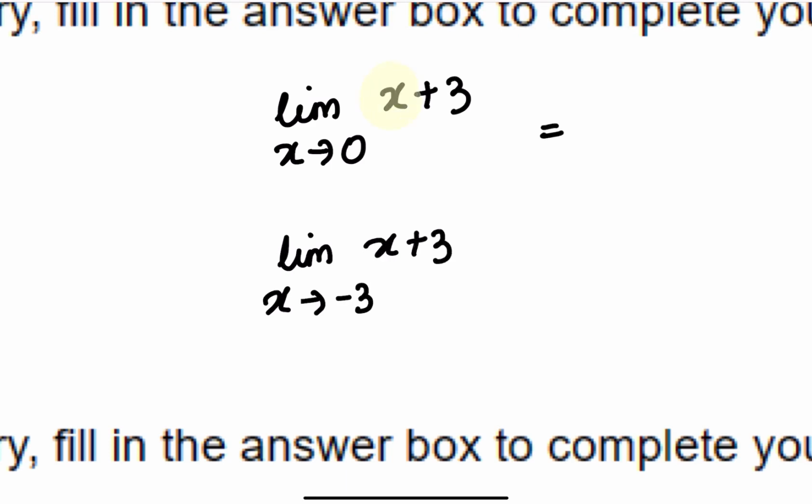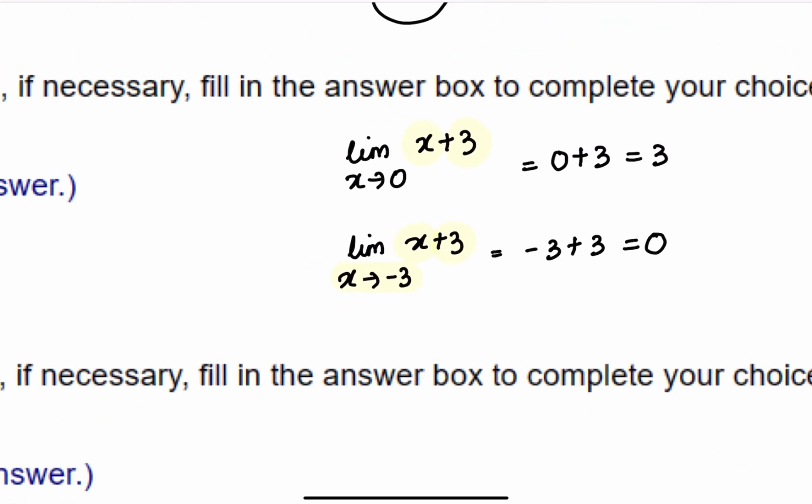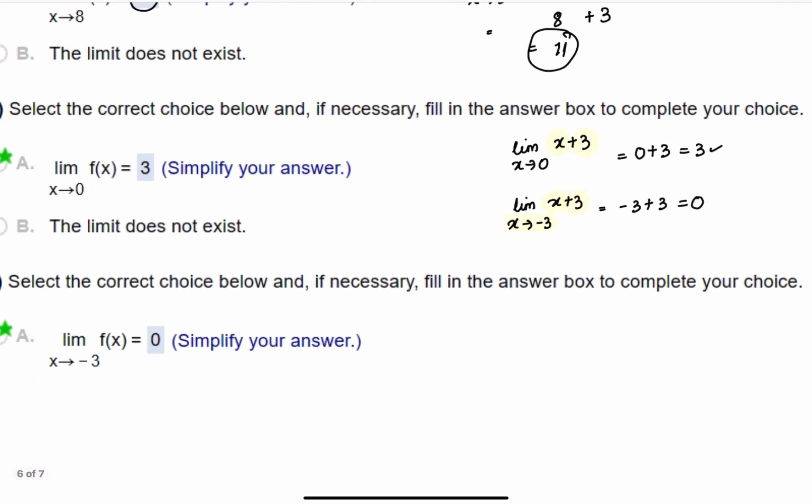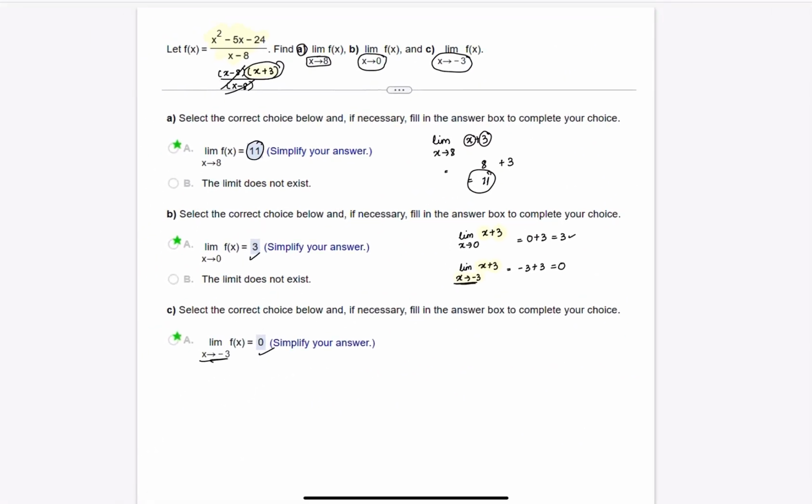Again, the limit of x when x goes to 0 is 0. The limit of a constant is a constant, so this is 3. The limit of x when x goes to negative 3 is negative 3. The limit of a constant is a constant, so this is 0. So when x goes to 0, the value is 3. Yes, that's what I have. When x goes to negative 3, the value is 0. That's what I have. But the key here is to factor it.